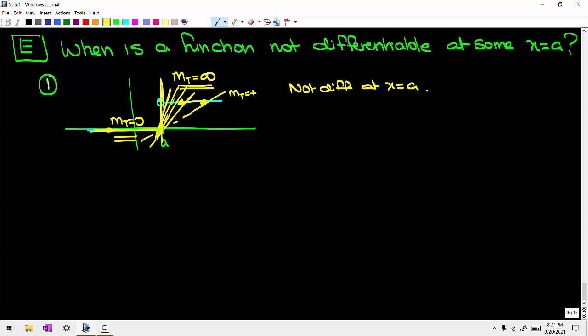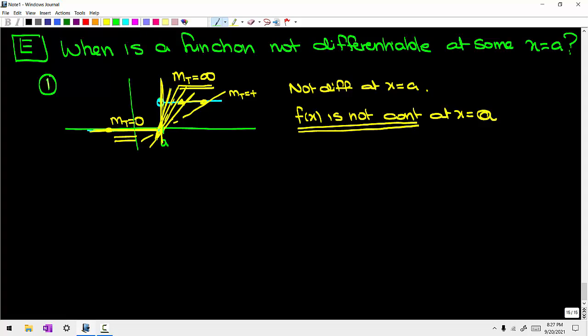To be differentiable, the limit has to exist, and if the limit exists, the two slopes have to be the same from both sides. The reason this happened in this case is because f of x is not continuous at x is equal to a. If the function is not continuous, you obviously cannot find the derivative there. So that's what that means, at x is equal to a.